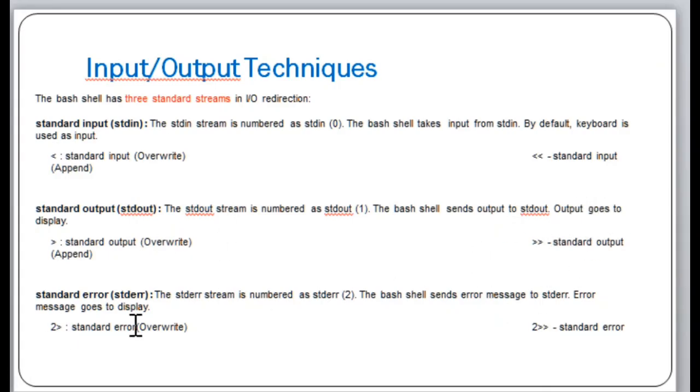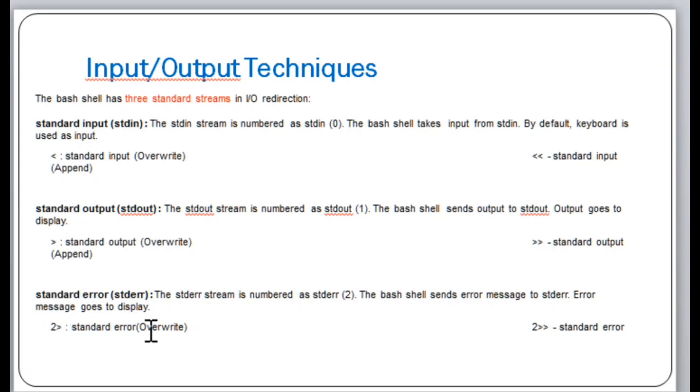The last one we have here is standard error. The standard error stream is numbered as standard error 2. The bash shell sends error messages to standard error. Error messages also go to the display. So to use this, we have to do the number 2 and then the greater than sign, and that will redirect errors. This works just the same as the other 2: 1 greater than sign overwrites and 2 appends. So guys, this is similar to standard out, except this only works for errors.